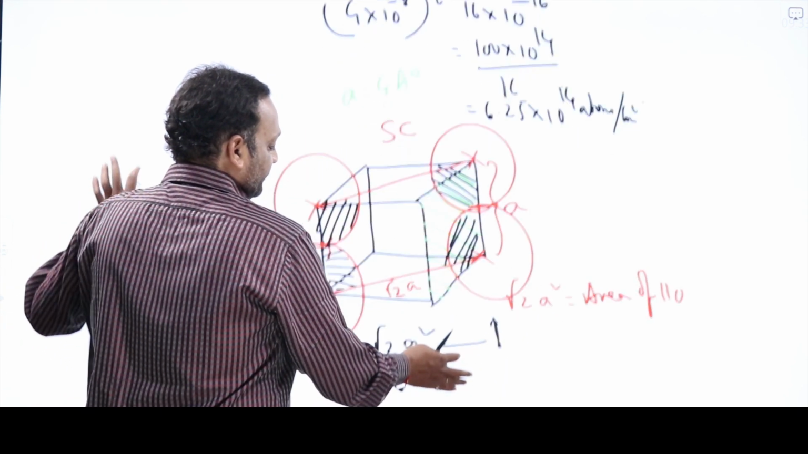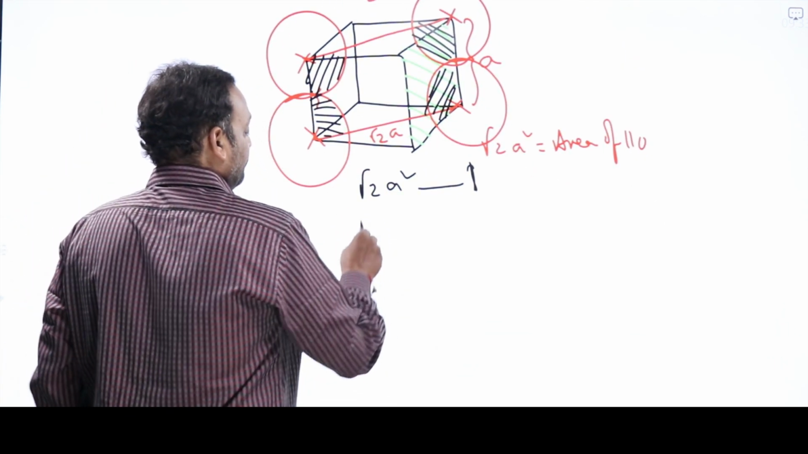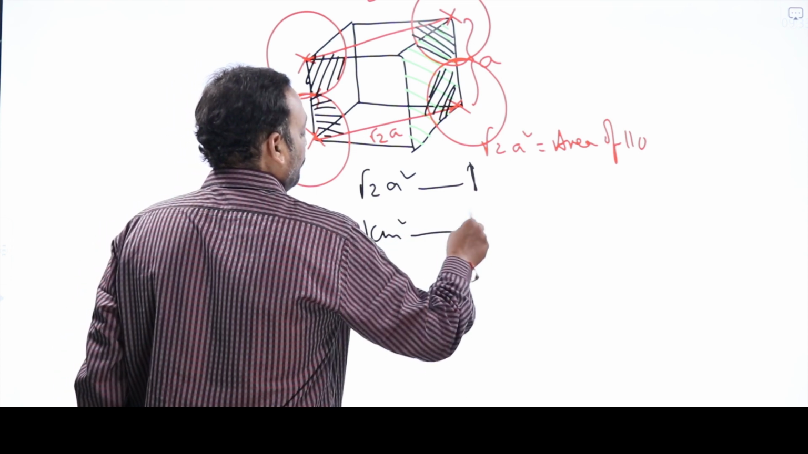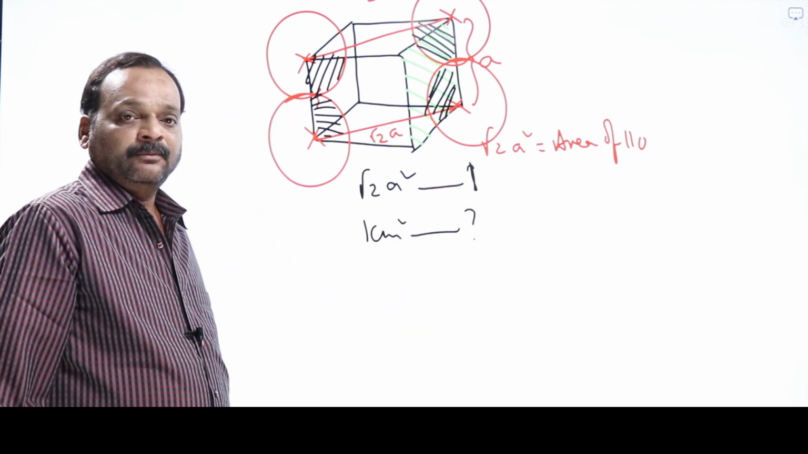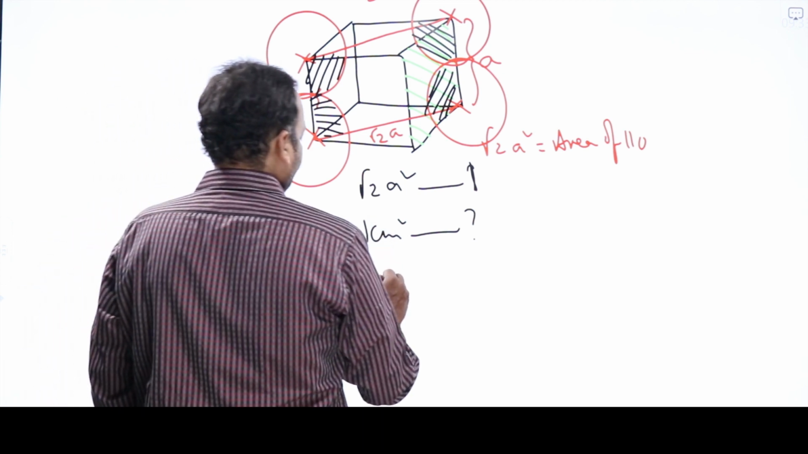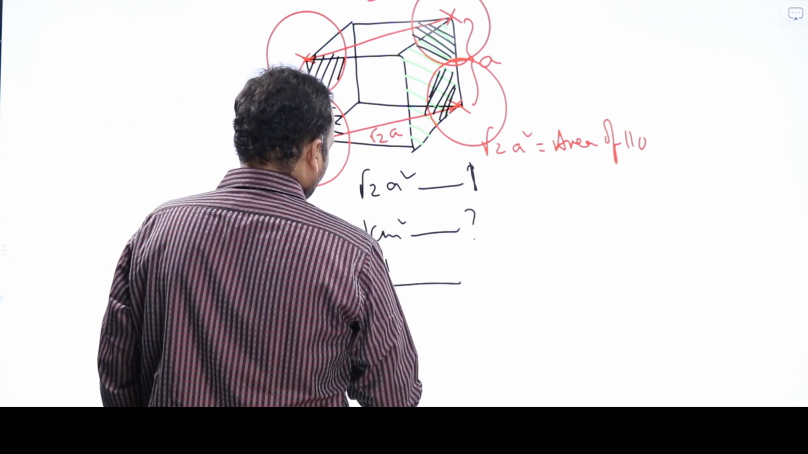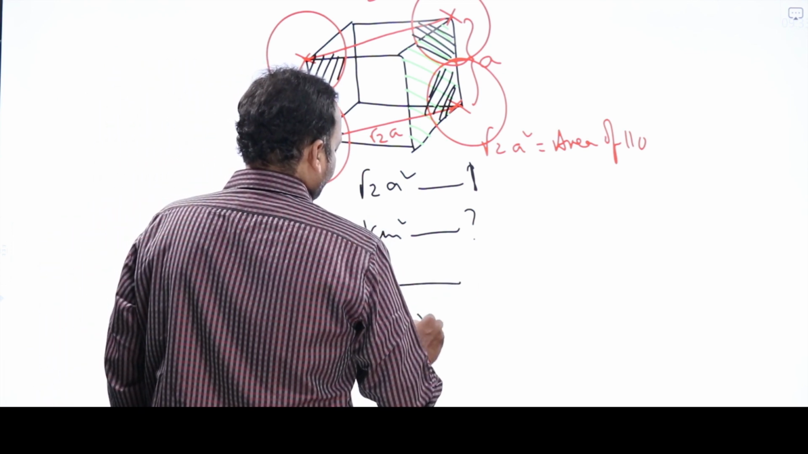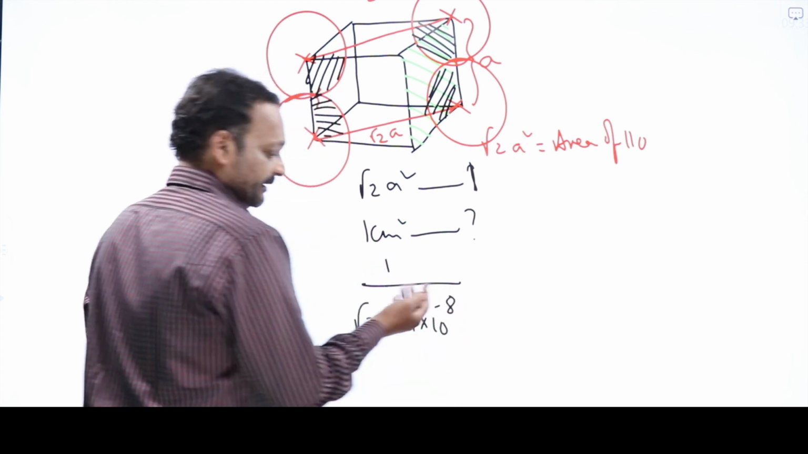So 1 square centimeter of the 110 plane contains how many atoms? Now proceed as before. 1 by root 2 into A square, with A equal to 4 into 10 to the power minus 8. I'm talking about centimeter square only.